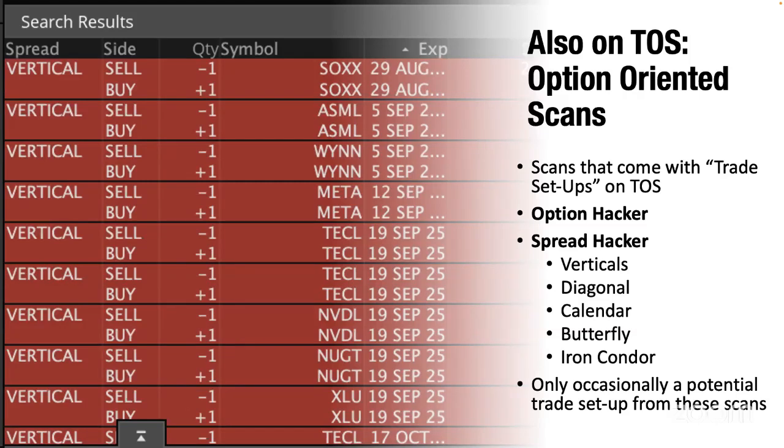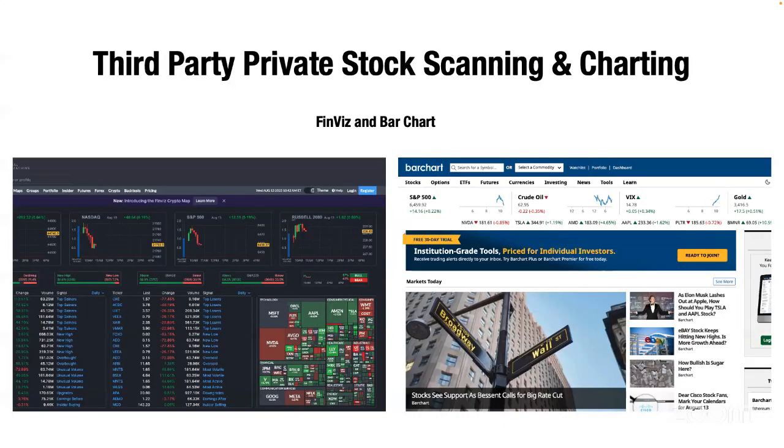I mentioned before, you can also go out to third-party private stock scanning services. FinViz is a popular one. We use FinViz at Traders Reserve for stock scans. John Hutchinson and Jeff Wood and our team use them from time to time just to do regular stock scans. It's for trading stocks more, or for buying and selling stocks.